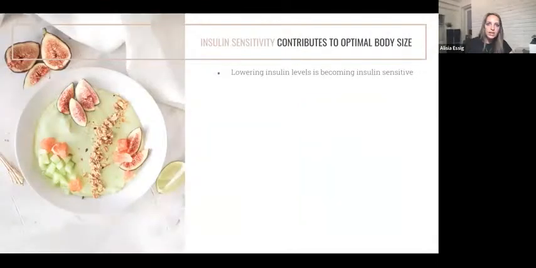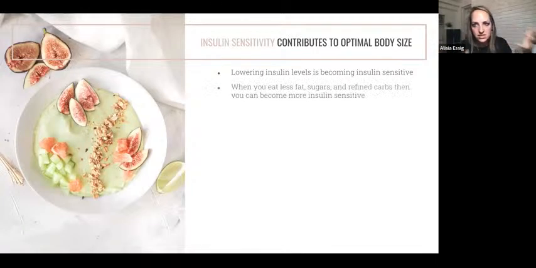Okay. Now, lowering insulin levels is becoming insulin sensitive. I'm sure you've heard about this all the time. People talk about it. But the problem is, if you're just measuring your blood sugar levels, you're only seeing this much of the picture, right? Because you could be eating bacon and butter all day long and have low insulin levels. But as you know, and as you just learned, you're also increasing your risk of heart disease and cancer. So we want to eat in a way that's going to help you keep the insulin levels low, right? But also will help minimize your risk of these diseases.